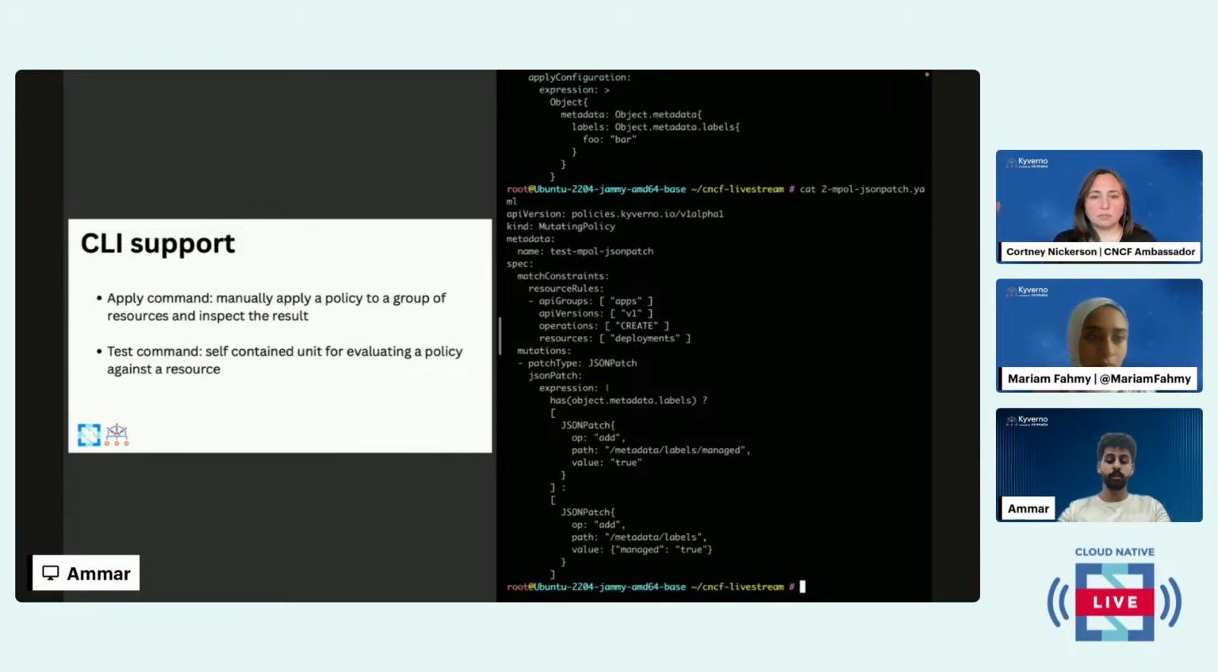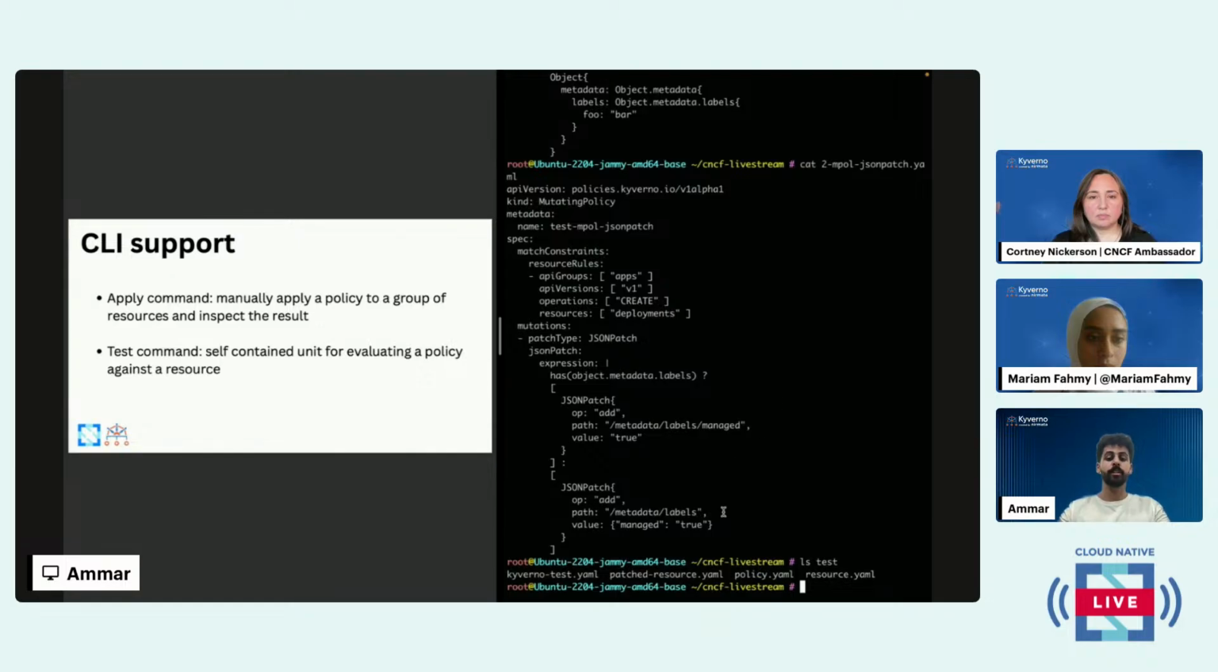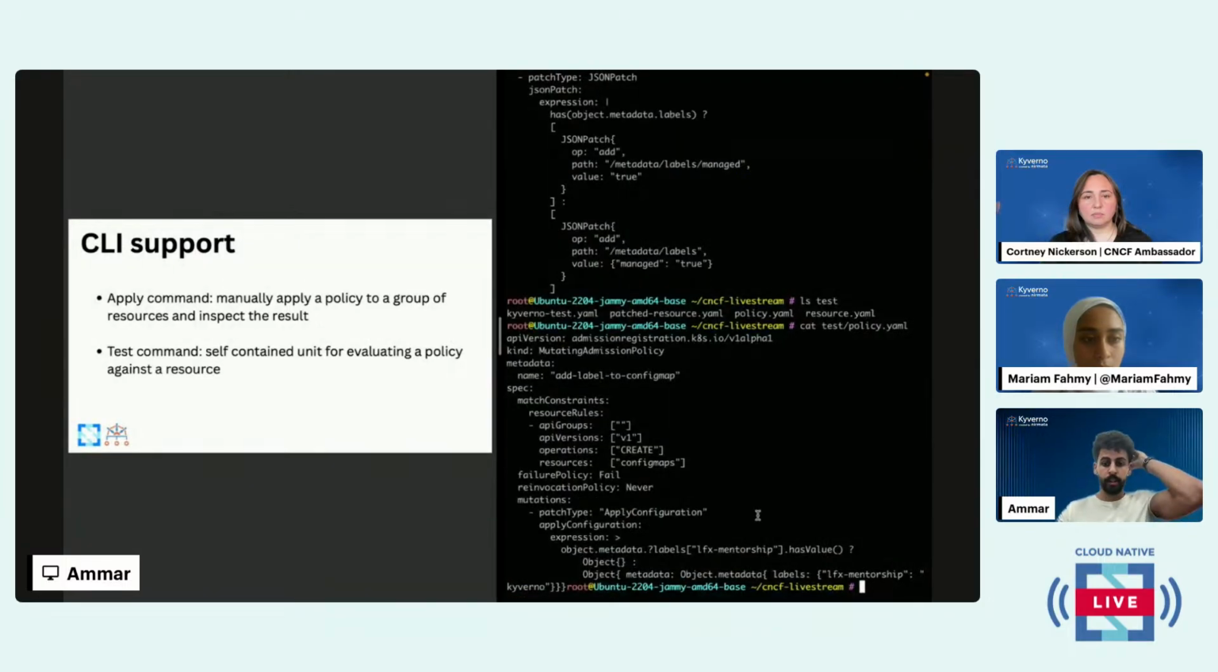If we look into the test directory, we can see here that we're going to be running a Kyverno test where we're going to have a policy, a resource, and a patched resource. So let's see what the policy looks like. And we see here that it is a policy that adds a label to the config map of LFX mentorship is Kyverno, if there's already an LFX mentorship label on the policy.